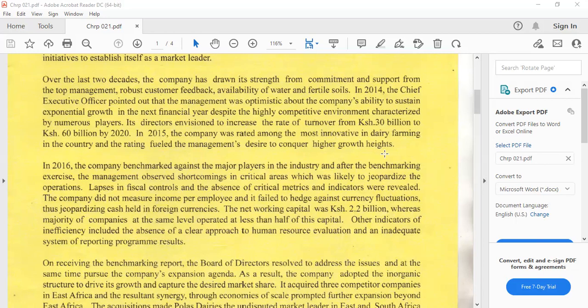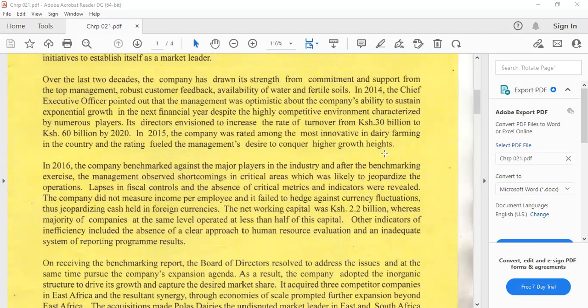The company did not measure income per employee, and it failed to hedge against currency fluctuations, thus jeopardizing cash held in foreign currencies. The net working capital was 2.2 billion shillings, whereas the majority of companies at the same level operated at less than half of this capital.